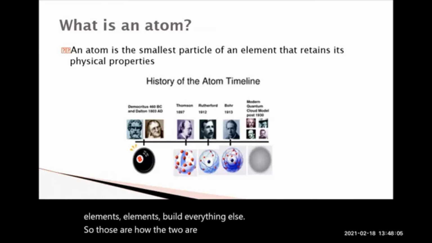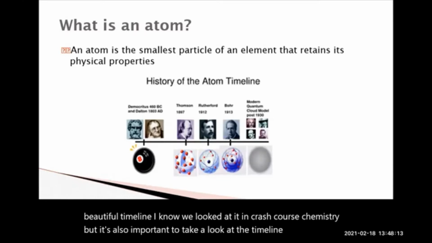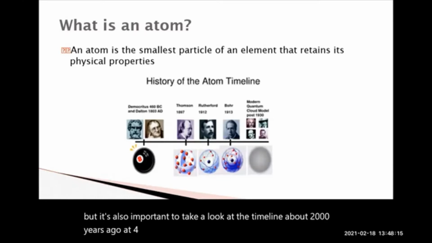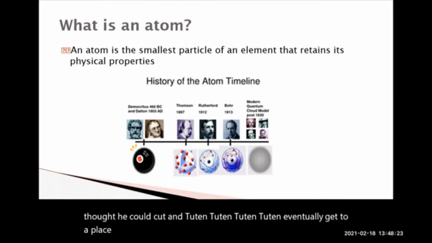So we're going to look at this beautiful timeline. I know we looked at it in Crash Course Chemistry, but it's also important to take a look at the timeline. About 2,000 years ago, at 460 BC, Democritus thought up the atom. He thought he could cut and cut and cut, and eventually he'd get to a place that couldn't be cut anymore, and he called them atomos.